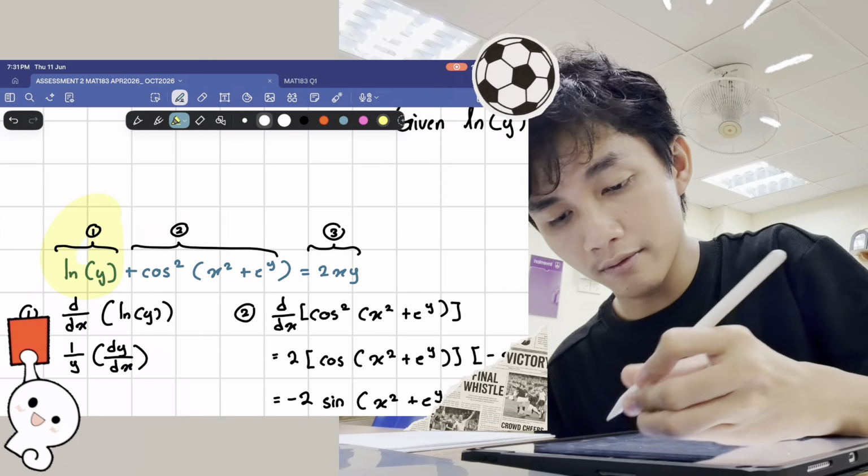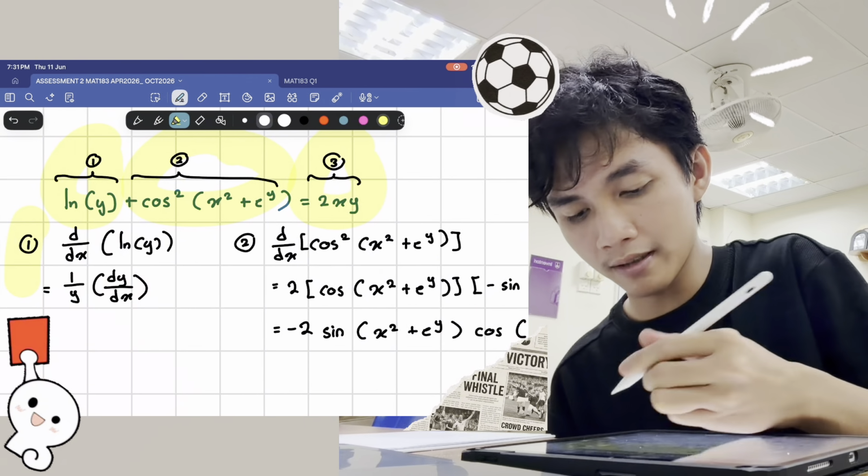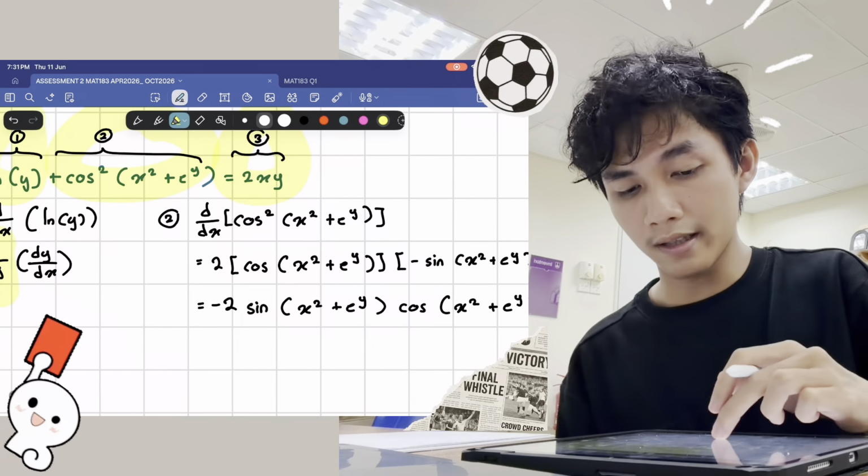The first one, this is the first one, this is the second. So the first one is just ln y. When we do ln y, it is just 1 over y. Second, the next is the second.